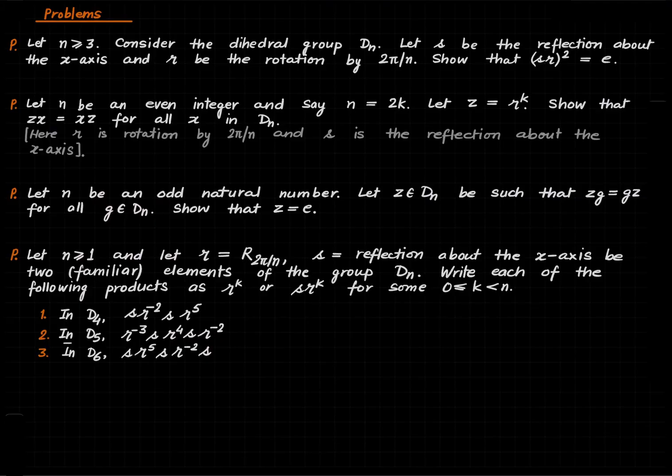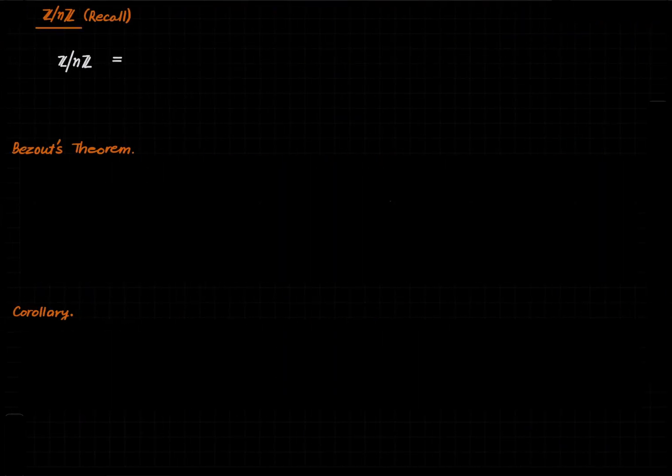Some problems for practice. And now let us get started. So let's recall this notation. If n is any positive integer, then this denotes the set of all the remainder classes modulo n, and that may be expressed like this. What does this a plus nZ mean? It means the set a plus nk, where k is any integer. We have seen this many times.